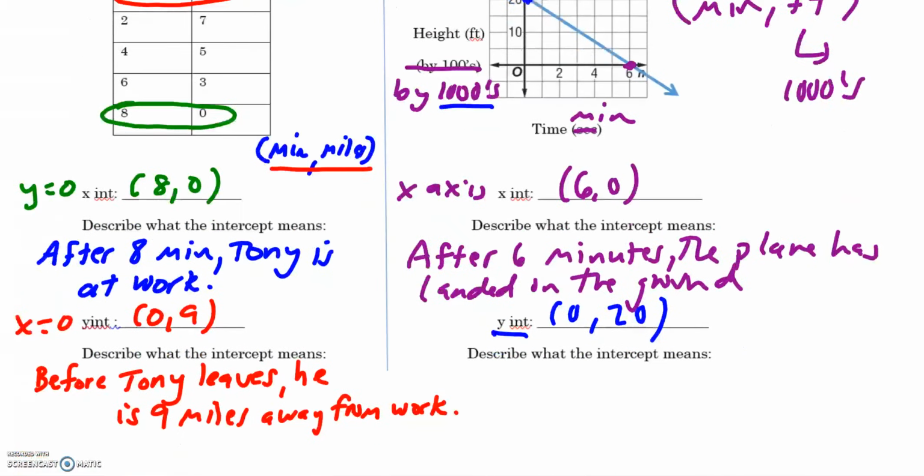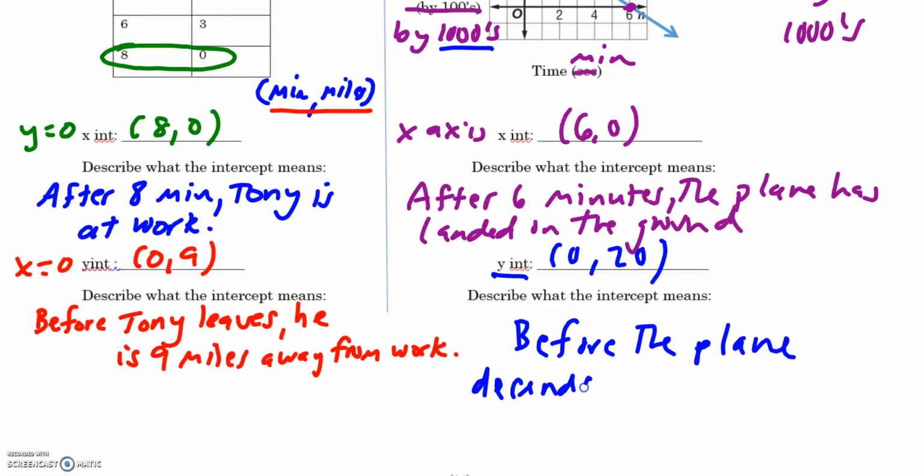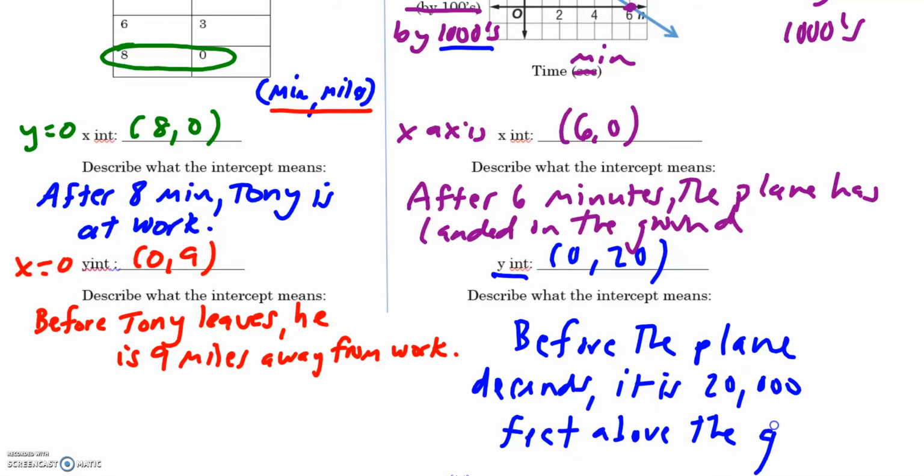So you could say something like, before the plane descends, it is 20,000 feet above the ground. So that says before the plane descends, it is 20,000 feet above the ground.